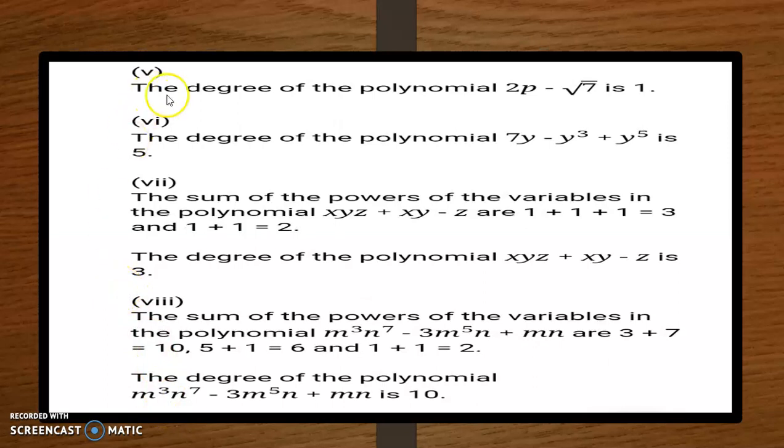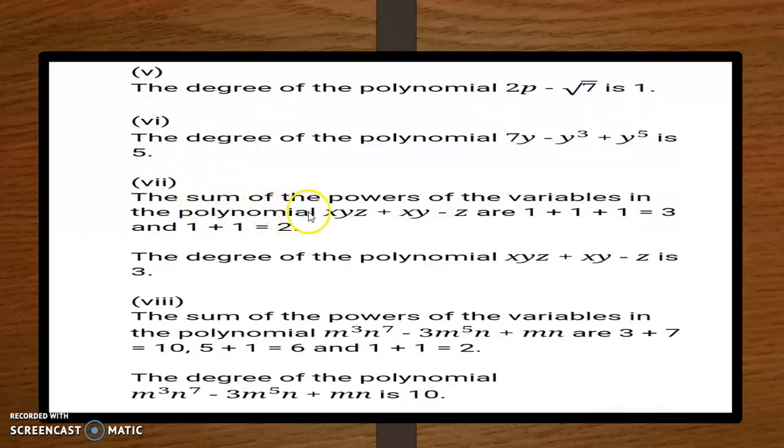Fifth one, the degree of the polynomial 2p minus root 7. Here, the highest index of p is 1, so degree is 1. Next polynomial given is 7y minus y cube plus y raised to 5. So here 5 is the highest index, so degree is 5.